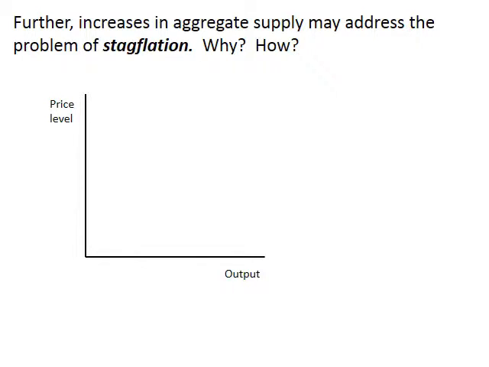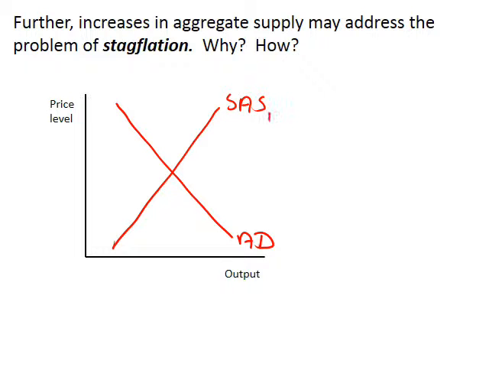Furthermore, increases in aggregate supply may address the problem of stagflation. So let's see how that would be. If we had aggregate demand and the short run aggregate supply, and we had stagflation, we know we've gone from point A to point B. We'll call this SAS2.